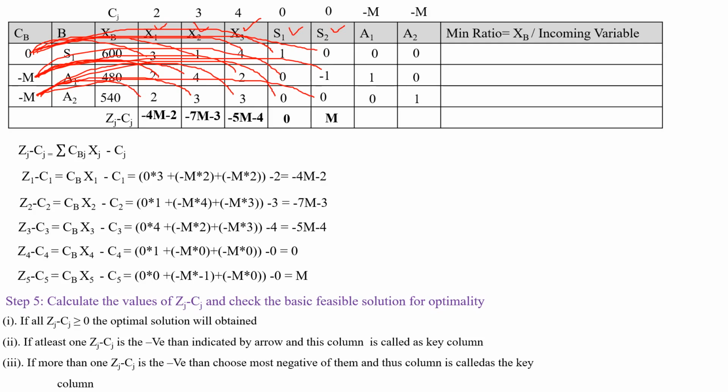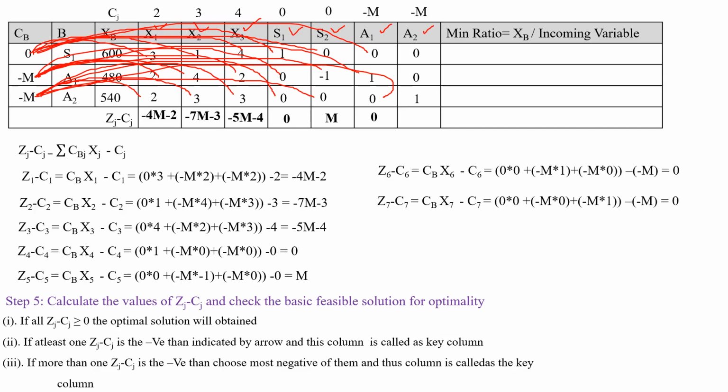Next we calculate Zj minus Cj for the A1 variable, which is Z6 minus C6, which is equal to 0 into 0 plus -M into 1 plus -M into 0 minus of -M, that is 0. Next, for the A2 variable, which is Z7 minus C7, which is equal to 0 into 0 plus -M into 0 plus -M into 1 minus of -M, which is equal to 0.